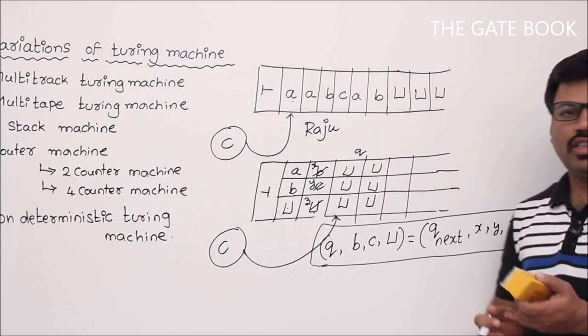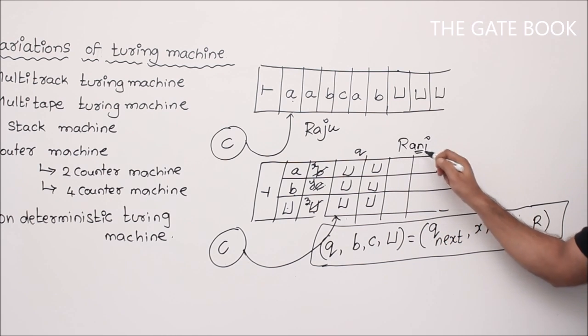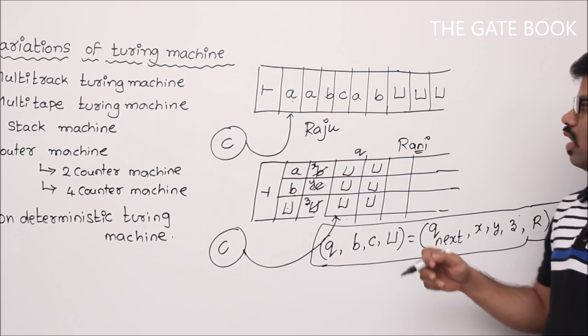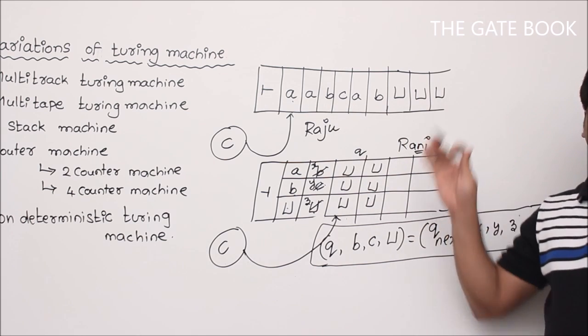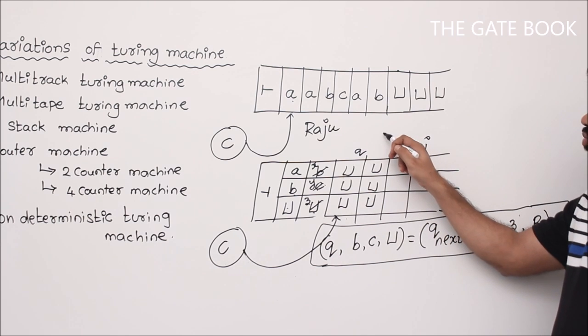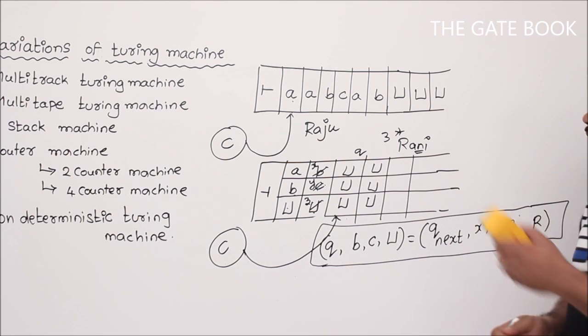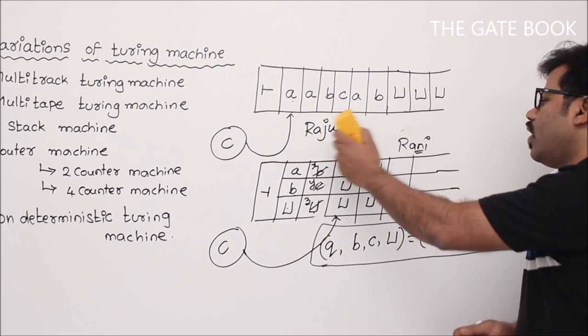Now if that is the case, the question is, let's call it Rani. Rani claims like this: my dear Raju, you are poor. After all, you have a semi-infinite tape with only one track. I have three tracks. That means I am 3 times more powerful than you. That is absolutely wrong, because we are going to prove that Raju and Rani are equivalent.